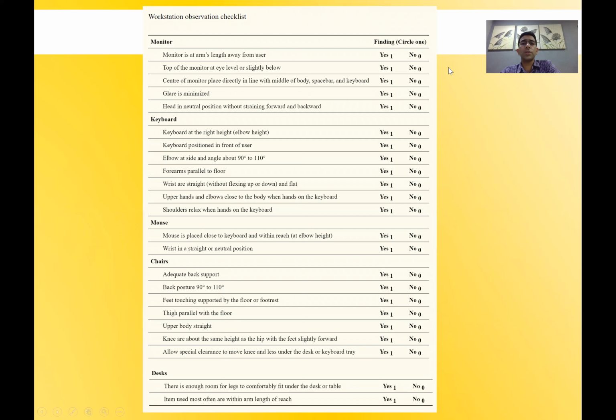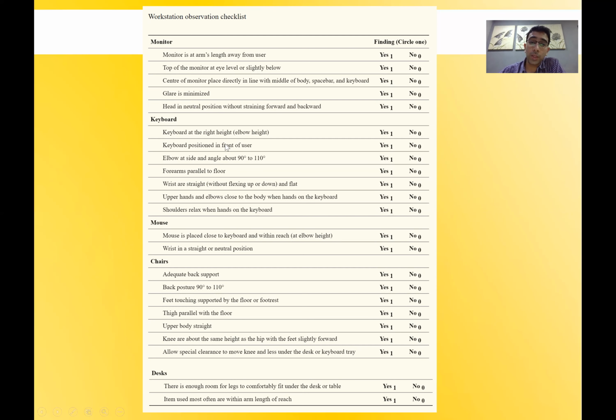So this is a workstation observation checklist. It's used very increasingly nowadays in the Western countries. They have a checklist for all offices to make sure that they are ergonomically suitable for the employees. So first thing they look at is the monitor. The monitor should be at arm's length away from the user. The top of the monitor should be at the eye level or just slightly below. The center of the monitor should be placed directly in line with the middle of the body. The glare should be minimized and the head should be in a neutral position without straining forwards or backwards.